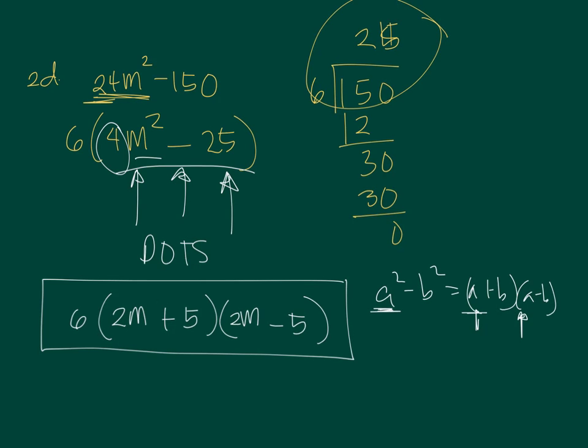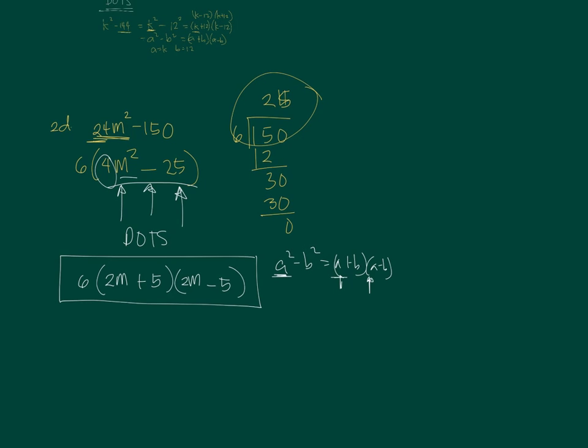So again, looking at the problem, we applied two different methods to factor this completely. First, we applied the HCF, or the highest common factor. And then in the second, we applied the difference of two squares. So we needed 2 steps to factor the expression completely.